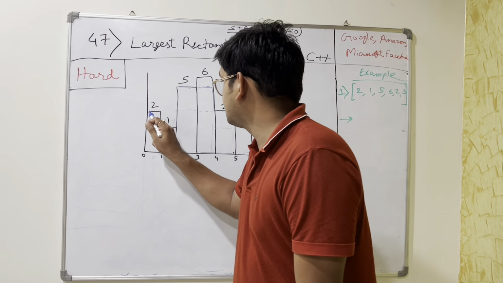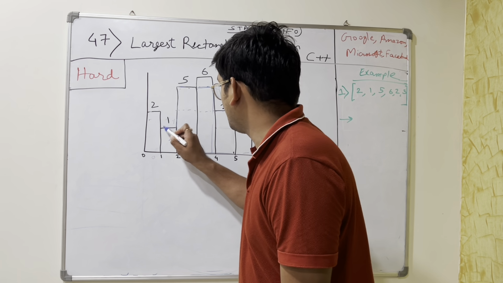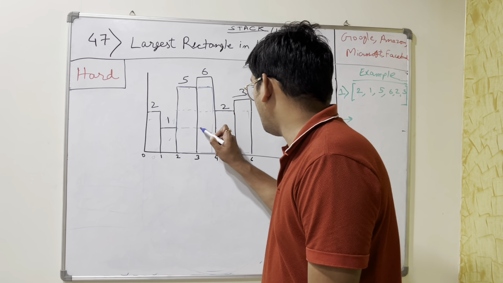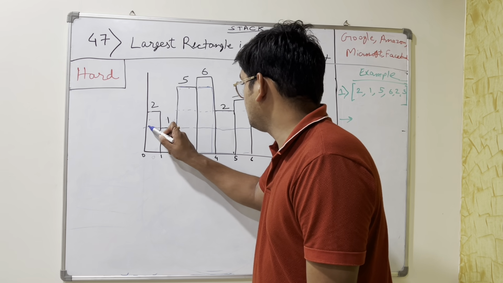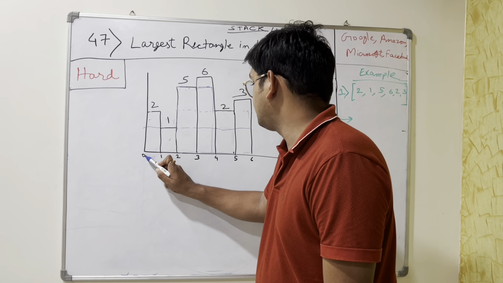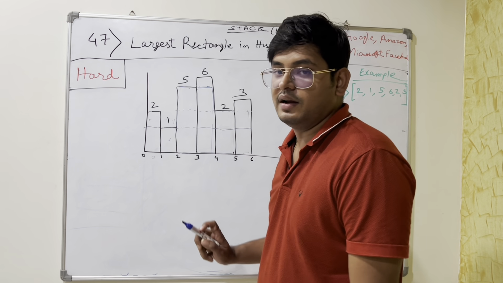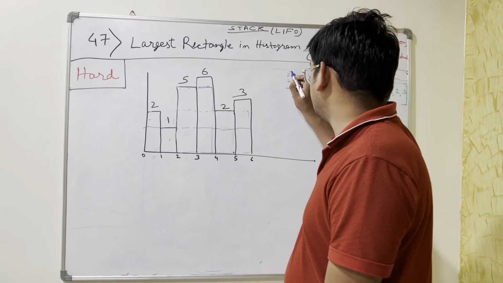The second answer is 2. If I take this one 1, so this 1 can extend up to here and it can extend up to here as well. So this whole thing will be a rectangle. The breadth would be 6 minus 0, 6, and the height would be 1. So 6 into 1, 6. It's 6. It's not more than 8.